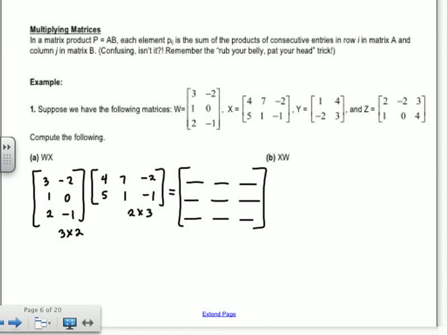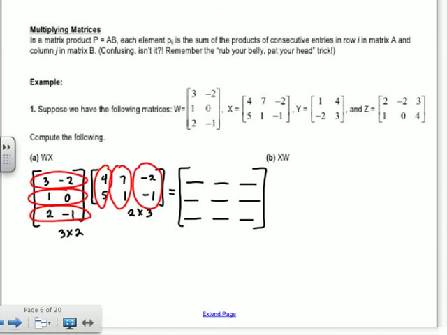I should probably have made that a little bigger, but it's okay. All right, we're always going to do rows and columns, just like dimensions, rows and columns. So rows in the first one, columns in the second one. So I circle. Okay, I'm going to go up to the front of the board so you guys can see me when I do this.